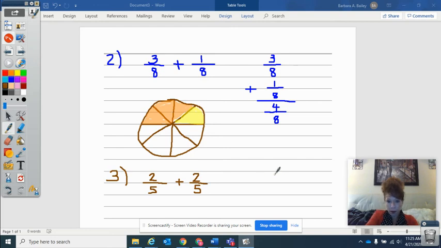Okay, so let's check our work. I'm going to go up a little bit so I have more space. I'm going to rewrite this as 2/5 plus 2/5. Okay, and then I'm going to add 2 plus 2 is 4. And I'm out of room. Scroll down.